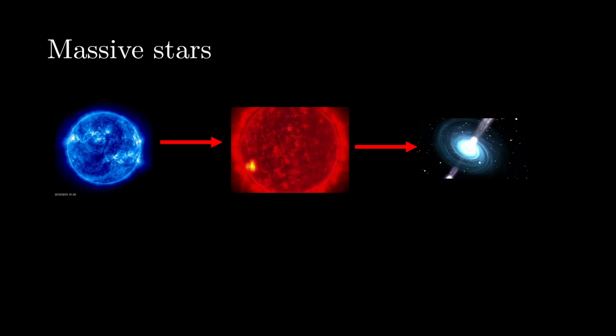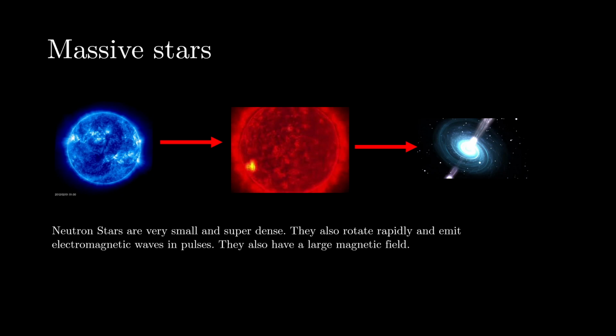So a couple things about neutron stars. Neutron stars are very small and super dense. They also rotate rapidly and emit electromagnetic waves impulses. And this electromagnetic waves impulses is actually what allowed us to discover neutron stars. Another thing is that they have a very large magnetic field.